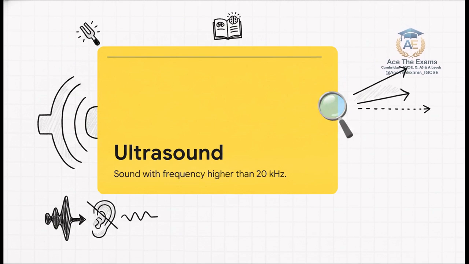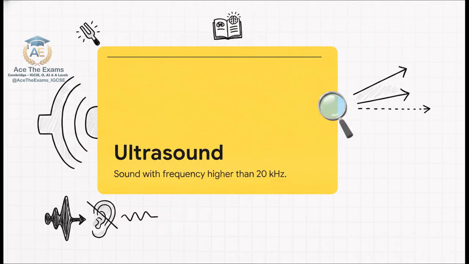So, if a command word simply asks you to define ultrasound, keep it simple. You do not talk about bats. You don't start explaining submarine sonar. You just state clearly, sound with a frequency higher than 20 kilohertz. That is your point in the PL framework. Once you have that locked in, then we can move to the actual applications.